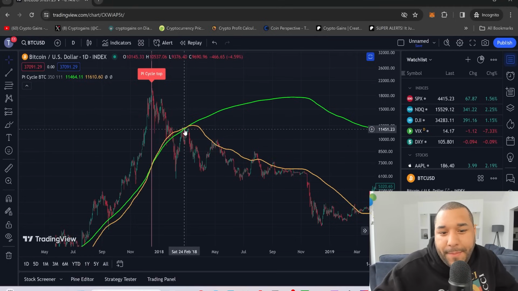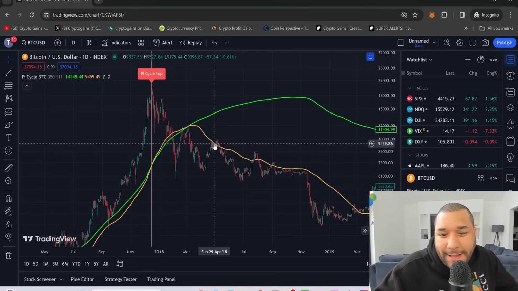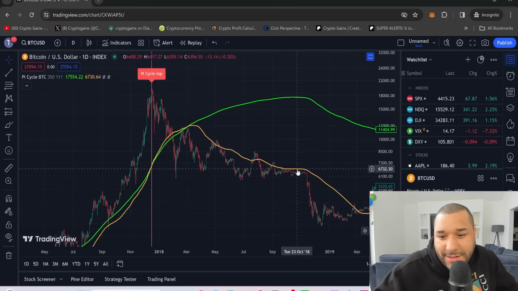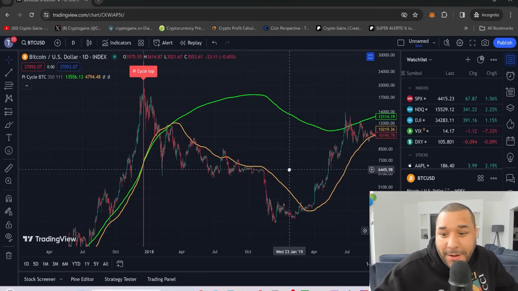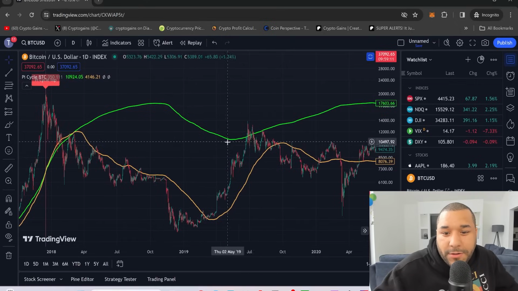Look, it comes back above, but it can't come above the bands again. It stays underneath the bands all this time. Look, resistance, resistance, resistance, until it just collapses. And this is what happens with this Pi Cycle, right? Look at this.